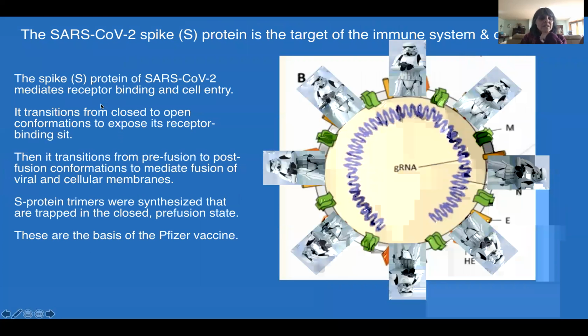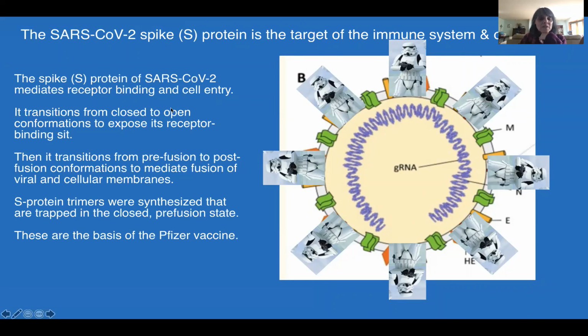I just want to remind you that the spike protein mediates the receptor binding and entry into the virus, and that it causes fusion of the host cell membrane to the viral envelope. And it transitions from a pre-fusion to a post-fusion conformation. The RBD, the receptor binding domain in the Pfizer vaccine, is stabilized in such a way that it'll remain in this pre-fusion state and will bind. That's important so that it can bind to the portion of the S protein that would fuse to the host cell ACE2.